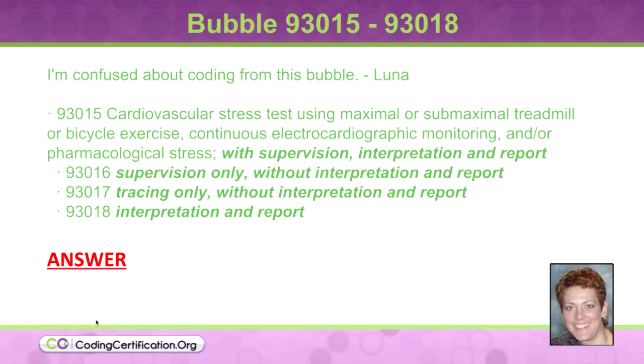So there is this bubble here, 93015, cardiovascular stress test using maximal or submaximal treadmill or bicycle exercise, continuous electrocardiographic monitoring and or pharmacological stress. And then we have the semicolon. Everything after the semicolon is bolded, and that's what makes the difference between the remaining indented codes, 93016, 17, and 18. So I'm going to show you my answer sheet because I pulled in scans of my CPT manual so you can see what I'm talking about.